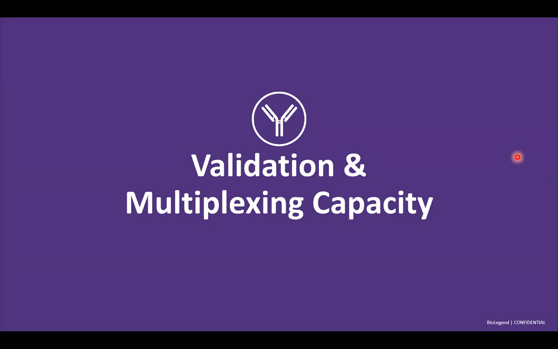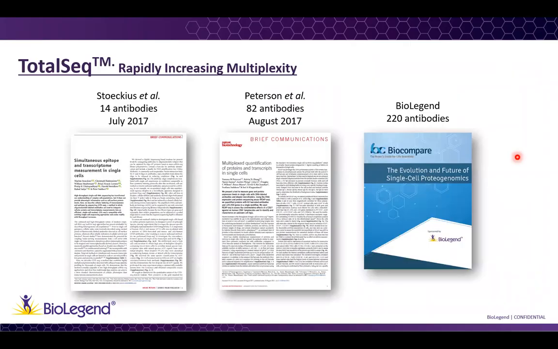So how has been the evolution of TotalSeq antibodies and the multiplexing capacity? As I mentioned before, this story started just a few years ago in 2017, when a cocktail of 14 antibodies was used. Later in the same year, up to 82 different antibodies were used in combination. And at this moment, BioLegend has used up to 220 different antibodies in one single stain.